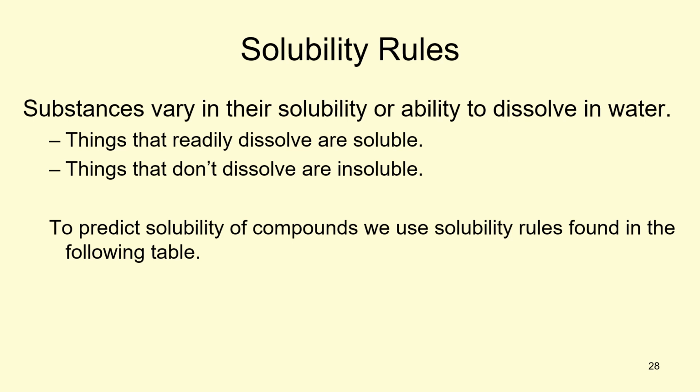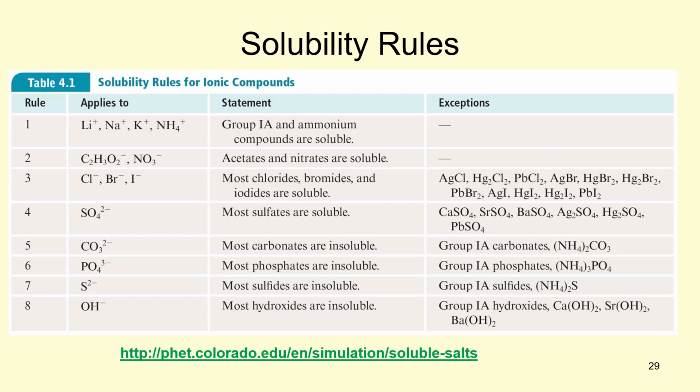So like I said, substances vary in their solubility, or ability to dissolve in water. So if something dissolves very easily, we call that soluble. And if something doesn't dissolve very easily, then we call that insoluble. So we actually have rules that you can use to predict if a compound is soluble or insoluble. So let's go through these rules. It's on the following table, and these would be something that I would highly recommend learning or at least having available whenever you work these problems.